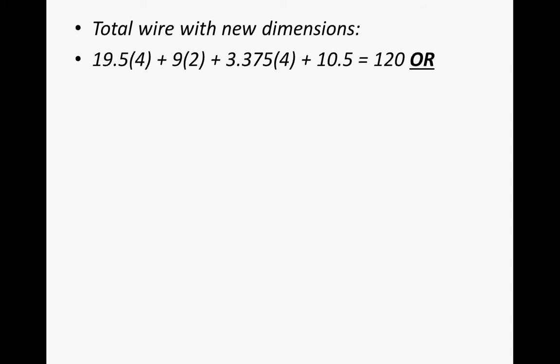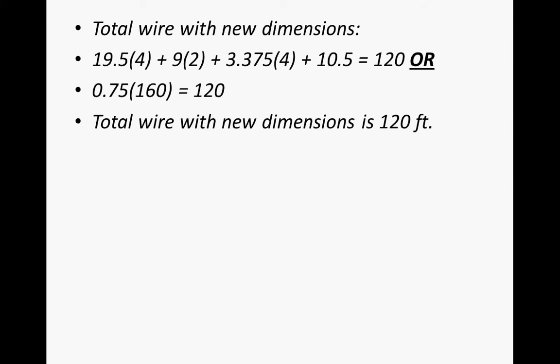So let's take a look at the total wire with the new dimensions. Well, it would be 19 1/2 times 4 plus 9 times 2 plus 3 375 thousandths times 4 plus 10 1/2, which is 120. Or we could have also done 75% of 160, which is also 120. So the total wire with the new dimensions is 120 feet.